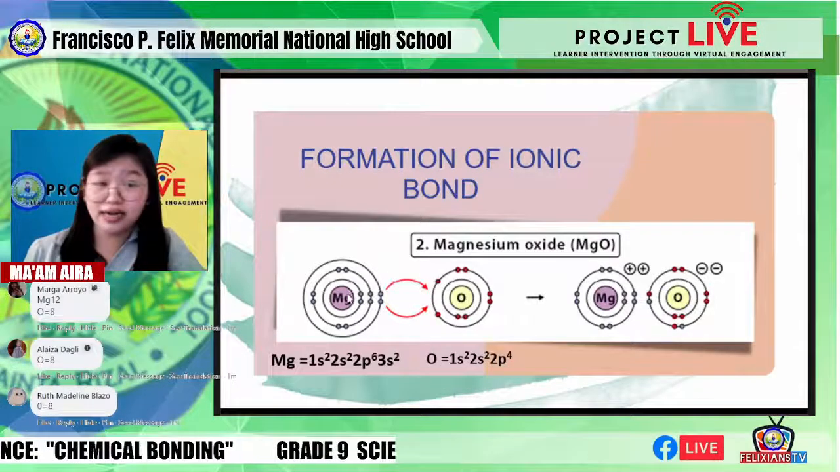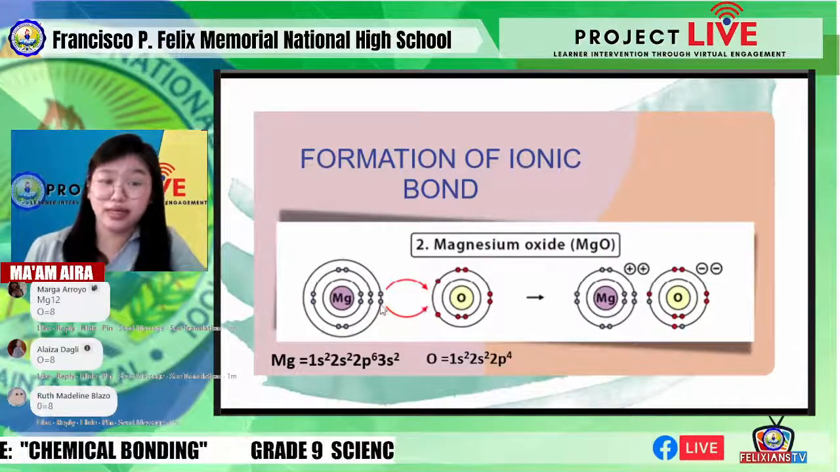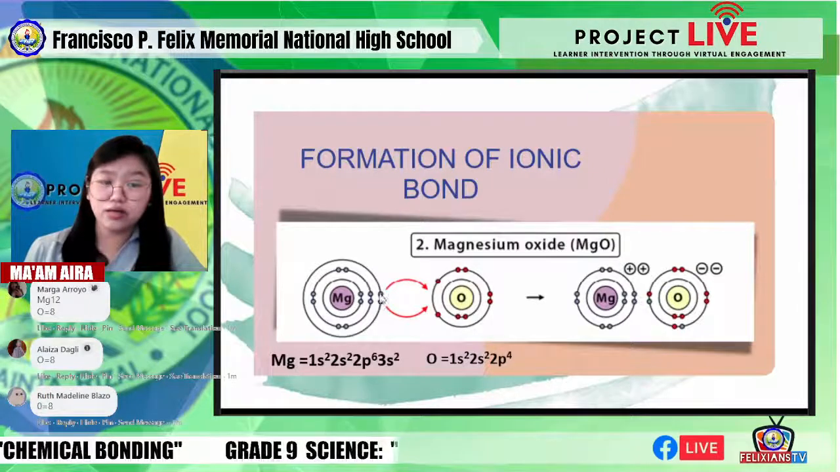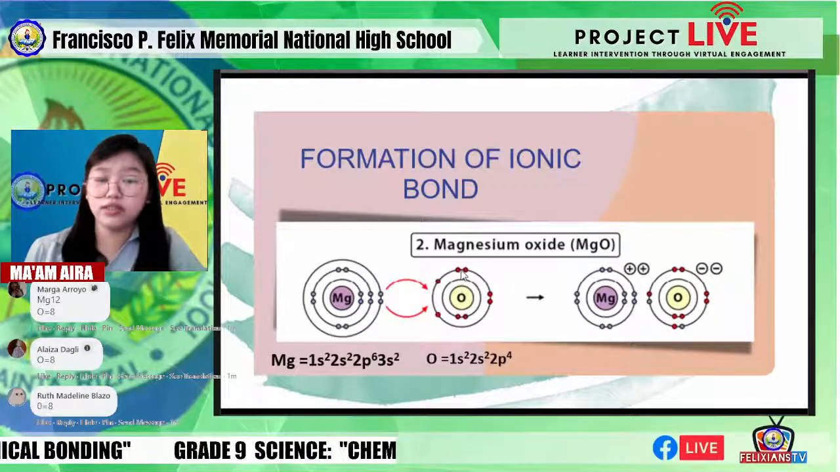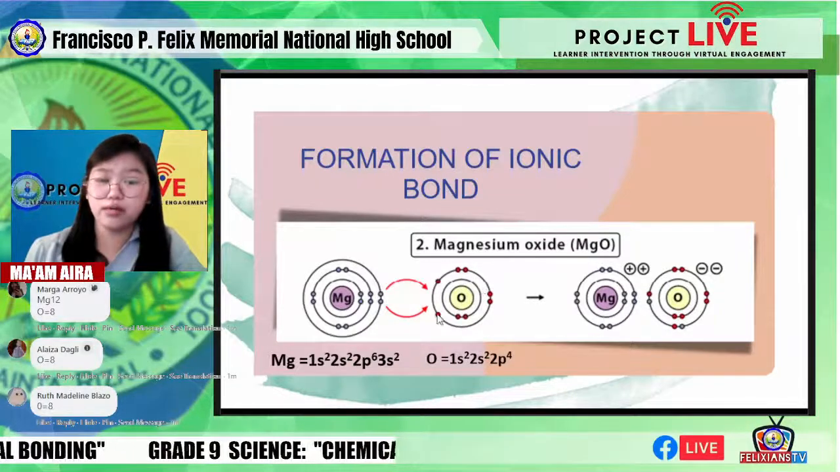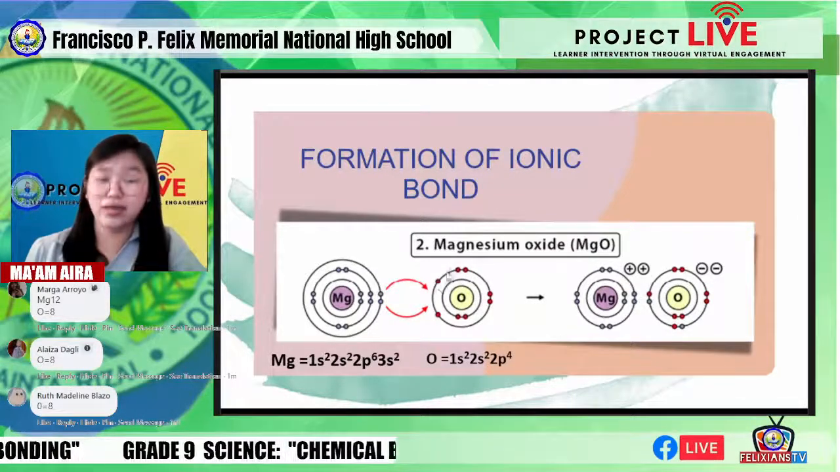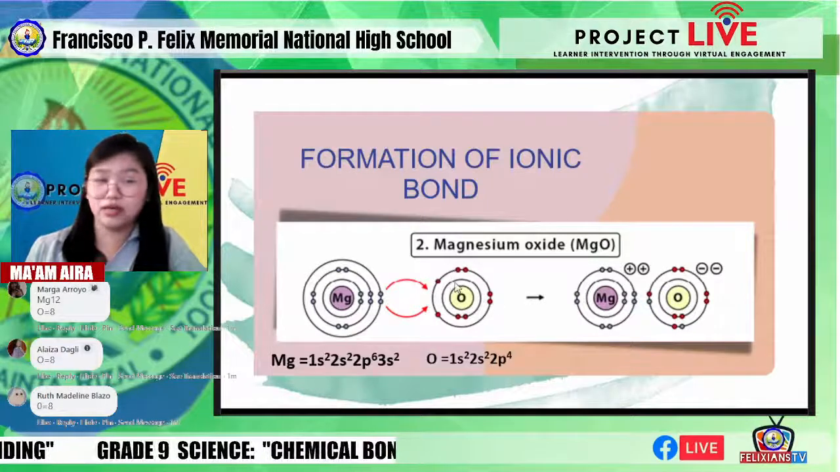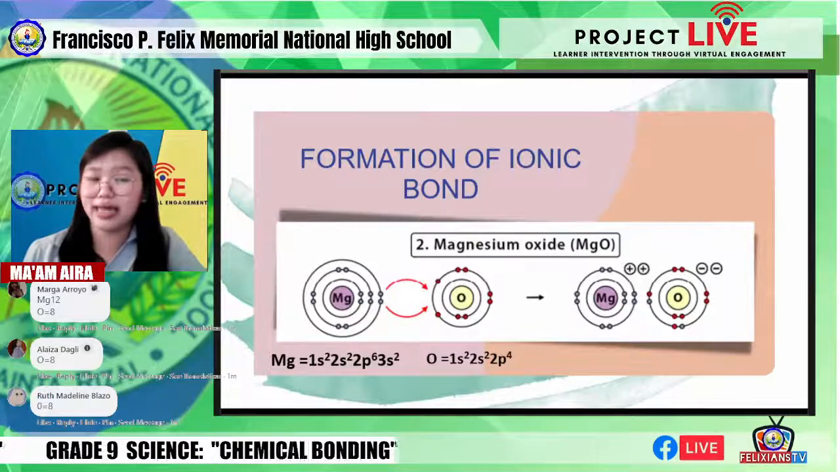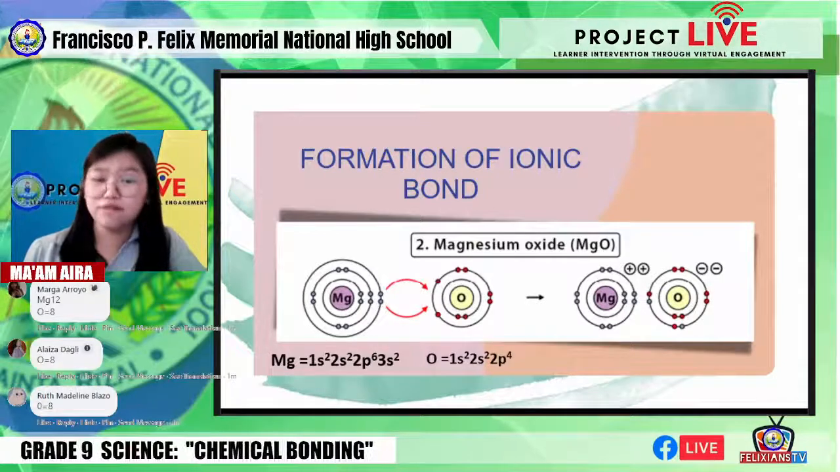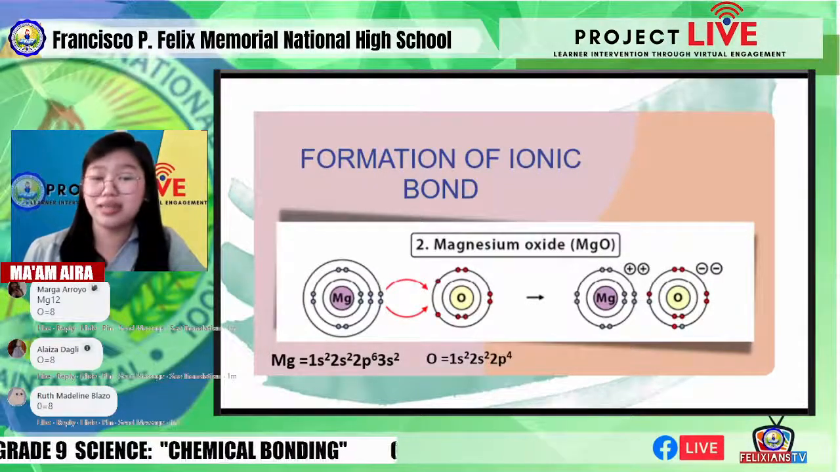Putting it in a diagram, ganito po yung magiging itsura niya. So, the valence electron of Mg here, we have 2. And then for oxygen, we have 2, 4, 5, 6. So, meron siyang 6 na valence electron. Of course, again, seeking stability, following the octet rule, they have to have 8 valence electron to be stable.